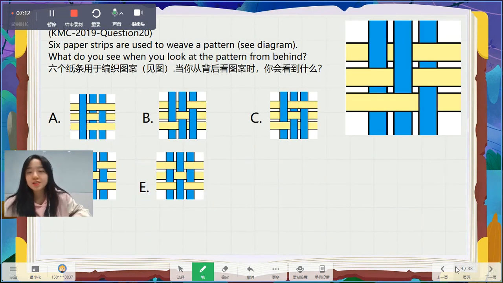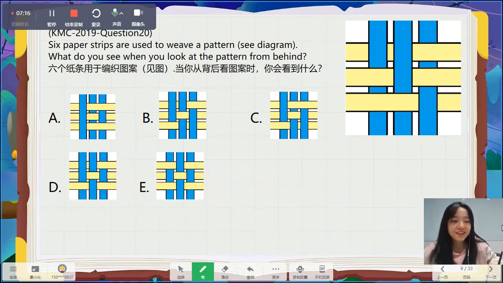Okay, now let's move to the last one. 6 paper strips are used to weave a pattern. See in the diagram on the right. What do you see when you look at the pattern from behind? Wow, that means we need to flip it over to see it from behind.